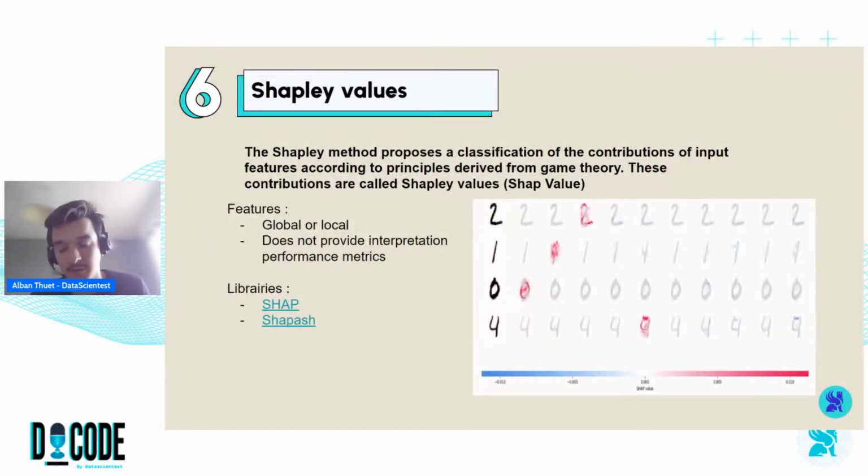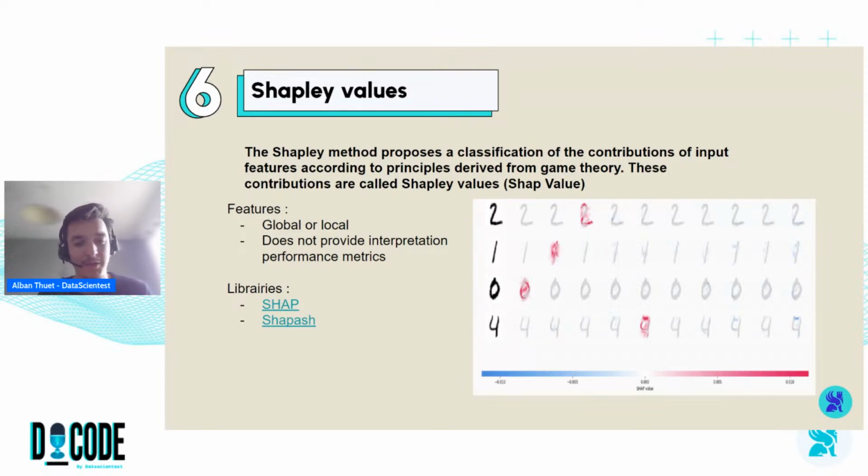Finally, the next category of interpretability methods is the one based on the Shapley values. Shapley is a famous mathematician of the 20th century, and he developed a way to calculate how much money a company should give to the people inside that company. It's based on game theory mathematics, and it uses some axioms that are based on meritocracy.